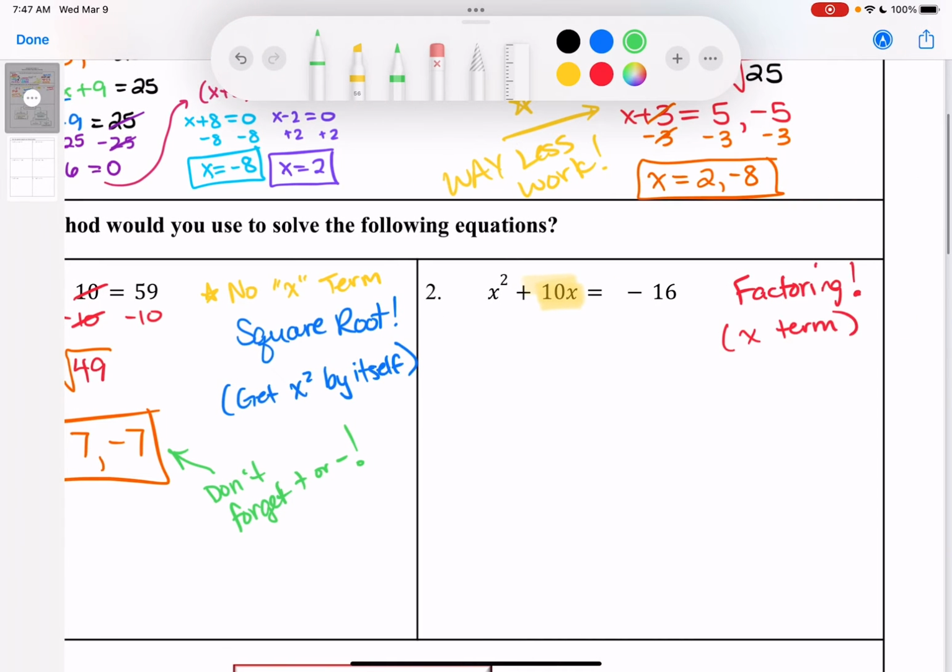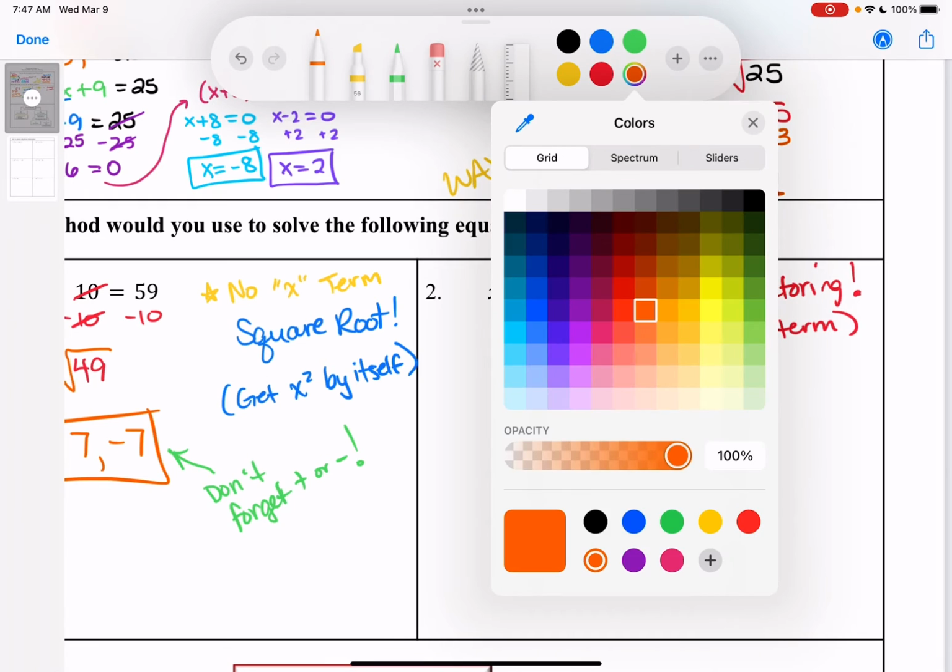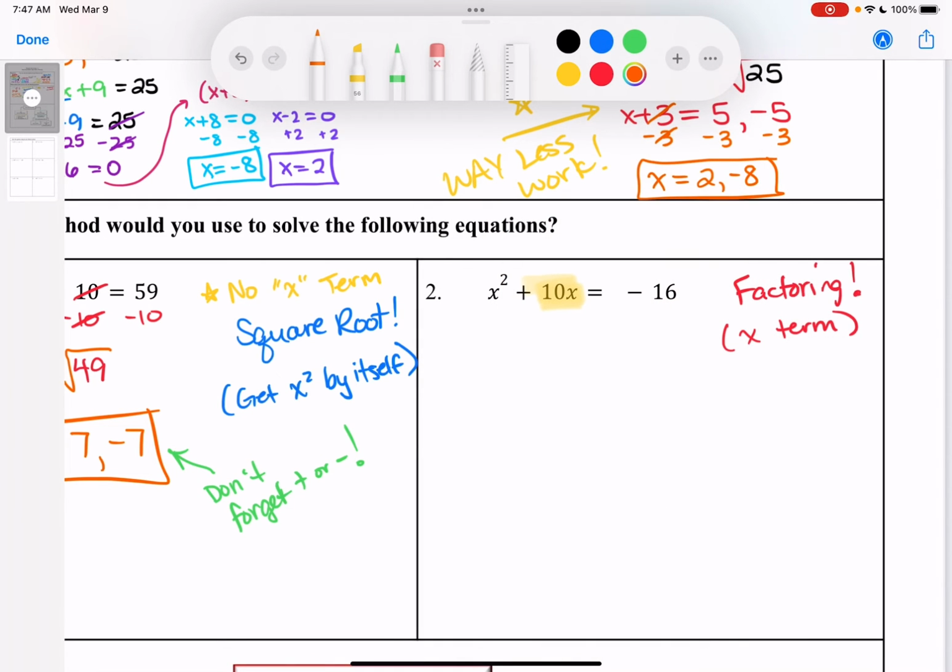Okay, now number 2, we decided we had to use factoring because there's this plain x term in it, right? So if I have my plain x term, and so I use my factoring, that means that I need to get it into standard form, right? Standard form, which means ax squared plus bx plus c equals 0, right? So I've got to really make sure that I get it to equal 0.